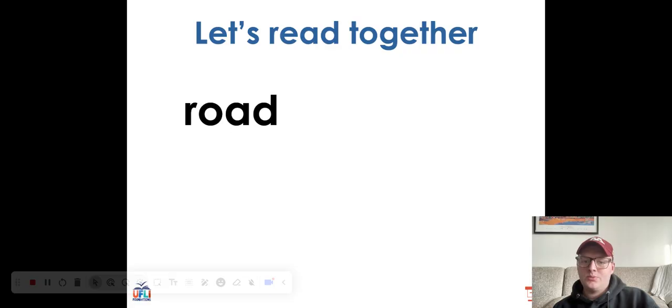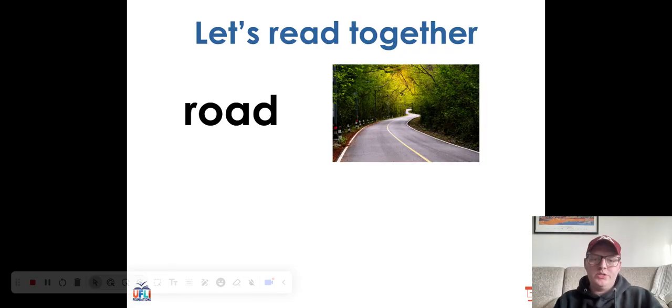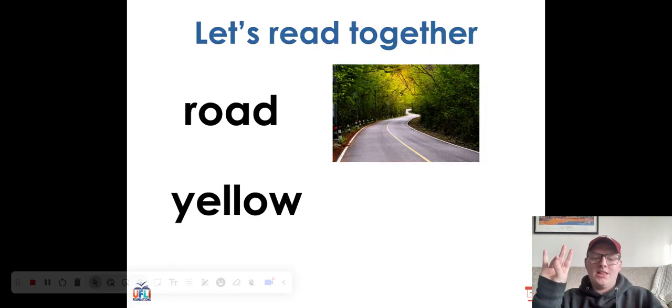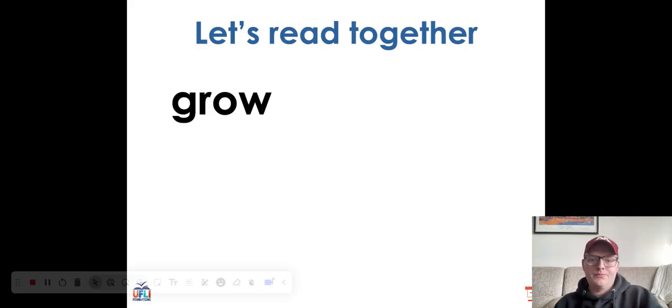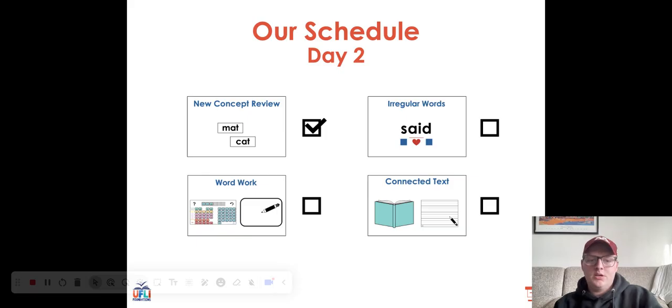Okay, let's read these words with me. Ode, road. Yellow, yellow. Grow, grow. Toe. Good, cha-ching. Moving on to that word work.